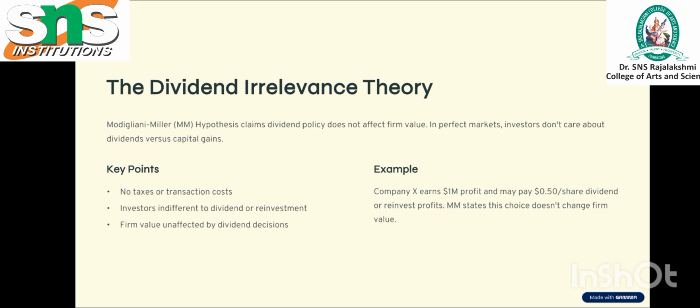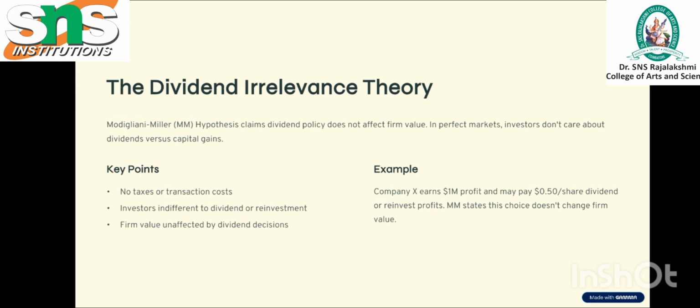The key points of this theory are: no taxes or transaction cost involved in this theory. Then investors are indifferent to dividend or reinvestment. The investors don't bother whether the companies retain the profit in the project or for any other reinvestment purposes. Firm value is unaffected by the dividend decisions. So these are all the key assumptions in dividend irrelevance theory.